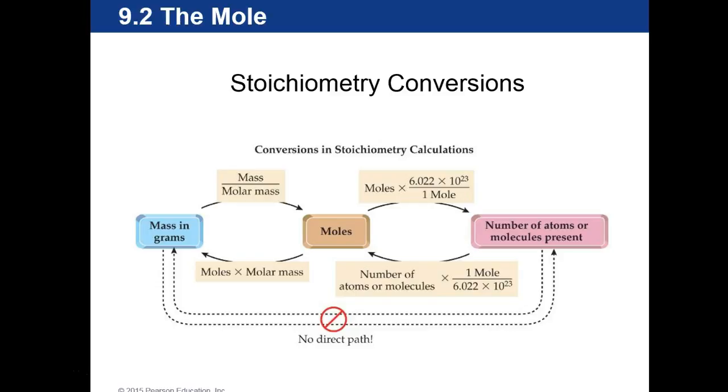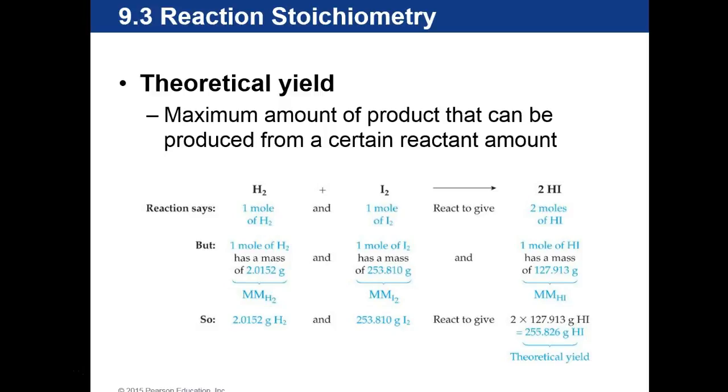So when we're looking at stoichiometry conversions, there's no direct path to go from mass to atoms, okay? You have to go from mass times one over molar mass to get moles, or from moles times molar mass to give you mass. So there's always going to be a couple of steps present, which is why we need to use the conversion factors. So bear with me for a minute here.